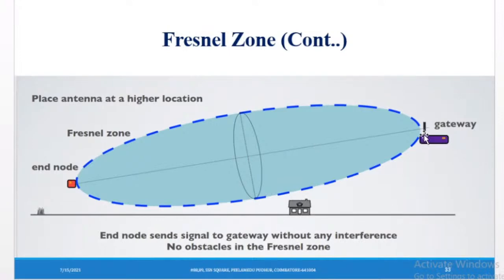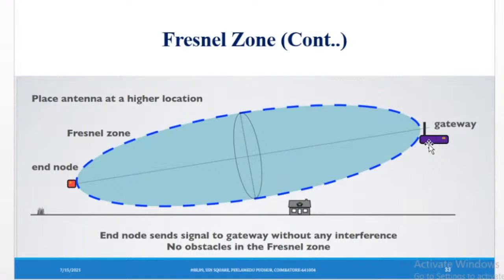But what I have done is place my antenna and gateway at a higher altitude. What happened? My Fresnel zone is slightly sideways, but it is connecting. The data is transferring directly towards the gateway without any obstacle. So based upon the environmental factor and the customer's place, we have to identify the exact height, altitude, and then the dB.